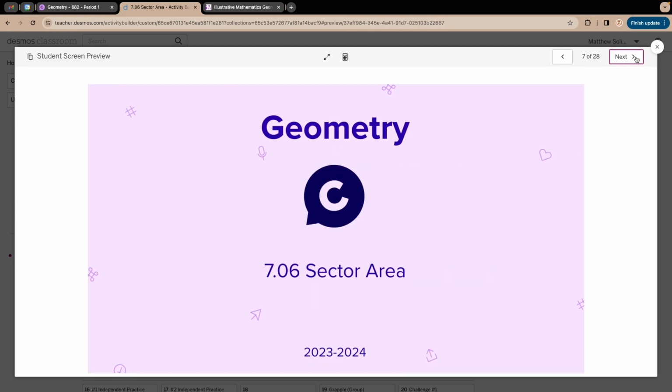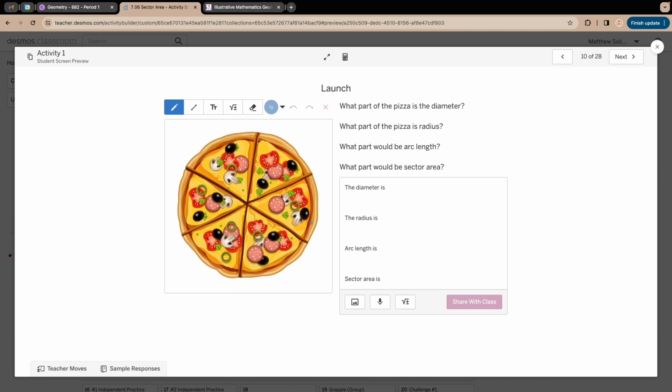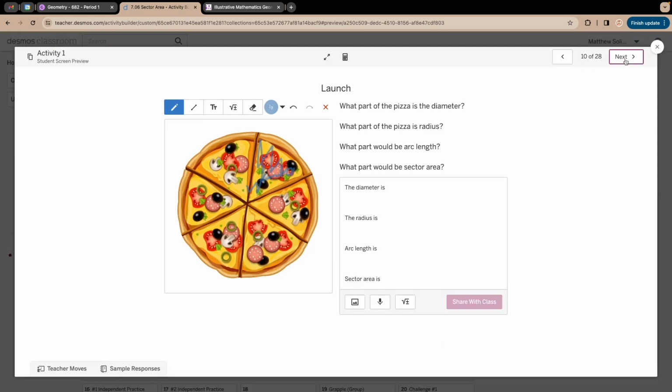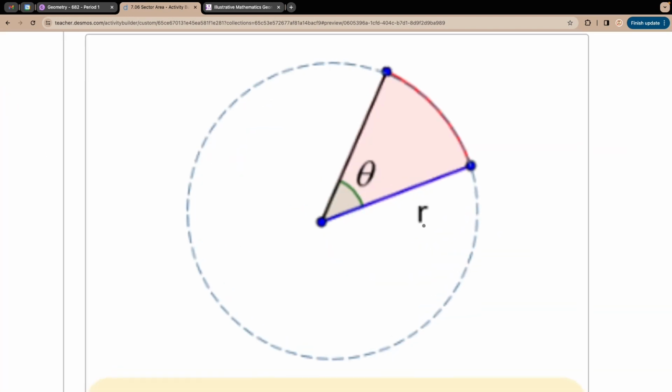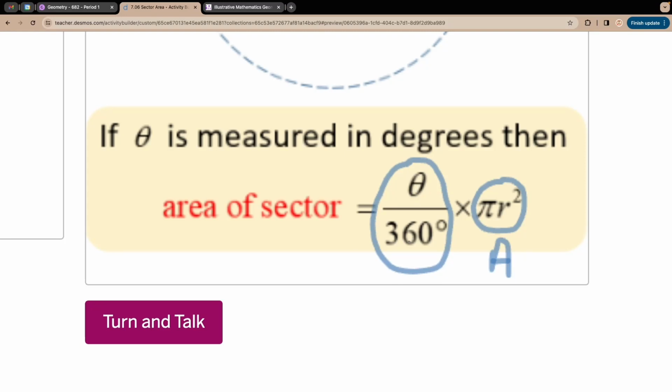And sector area is about the area of a circle, but we want a piece of the area. So when I think of this, I think of pizza, right? We don't want the whole pizza. We just want a slice or a fraction of it. But the same thing as arc length is going to happen. To find the area of a sector, we do pi r squared, or the whole area, times the fraction that we want, the angle out of 360, the part of the circle out of the whole.